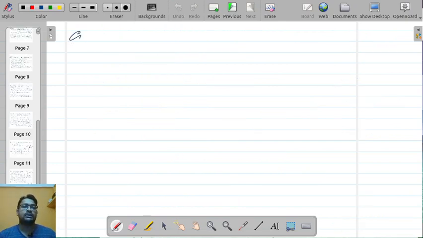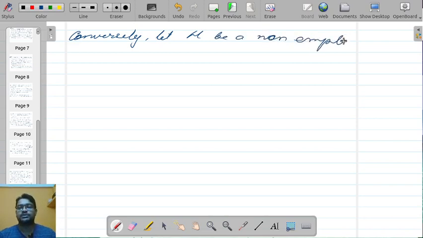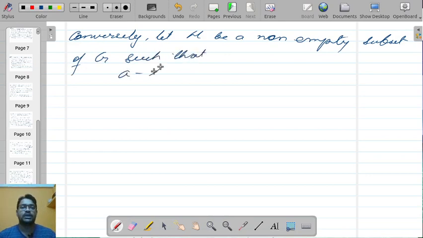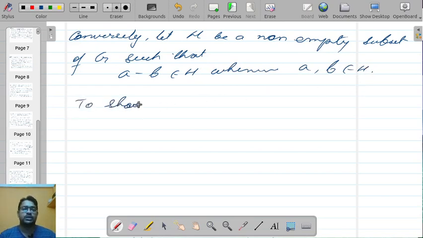The other, converse part. Conversely, let H be a non-empty subset of G such that A minus B belongs to H whenever A, B belong to H. So we have to show that this H is a subgroup of G. We have to show this, right?